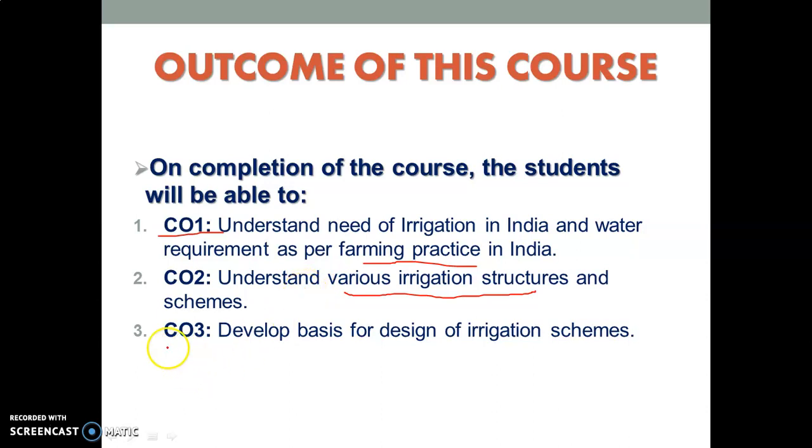Students will be able to understand all those structures and schemes after the completion of the course. And the third outcome is that the student will be able to develop a basis for the design of an irrigation scheme. We will study all the basics of irrigation and the requirement for agricultural fields. We will study the different structures required for irrigation, the different schemes, as well as different aspects of hydrology to form a basis which we are going to use to design an irrigation scheme. So these are the outcomes of this course.